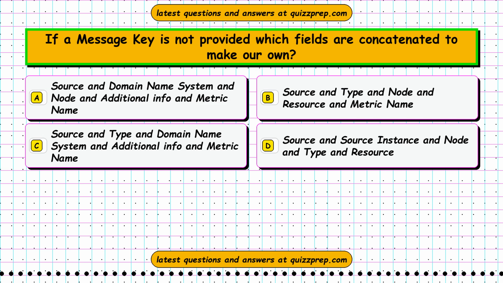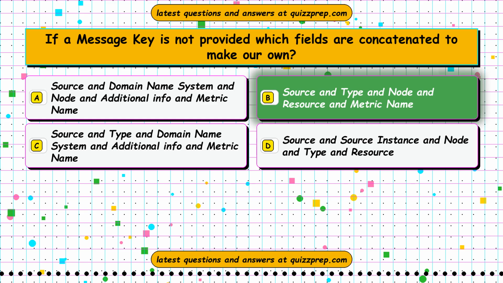Question 68. If a message key is not provided, which fields are concatenated to make our own? Option A, source and domain name, system and node and additional info and metric name. Option B, source and type and node and resource and metric name. Option C, source and type and domain name, system and additional info and metric name. Option D, source and source instance and node and type and resource.